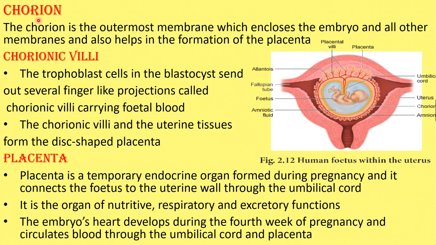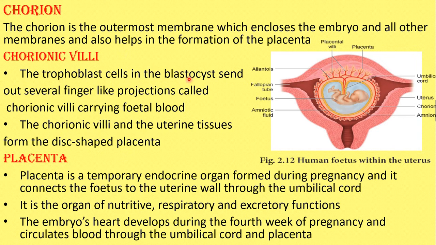Next, we will see about the membrane called chorion. Chorion is the outermost membrane here, and this outermost membrane encloses the embryo, and all the other membranes also. What is the use of this chorion? The outermost membrane encloses the embryo and other membranes. It helps in the formation of the placenta. So this chorion, only in this region, it forms the allantois region. They help in the formation of the placenta in the early developmental stages of the embryo. And chorionic villi: these small finger-like projections in the chorion are called chorionic villi.